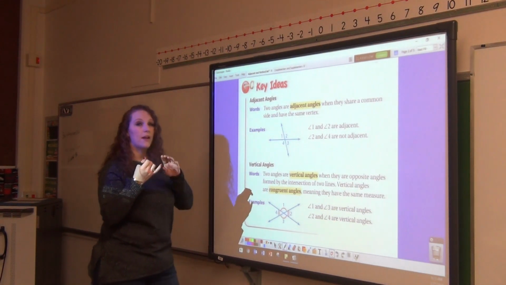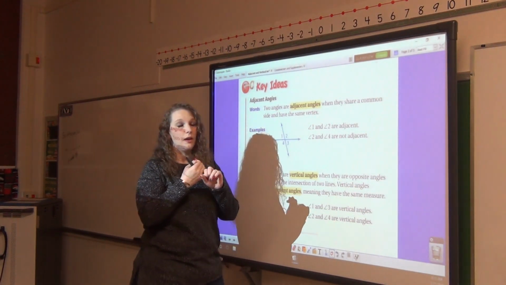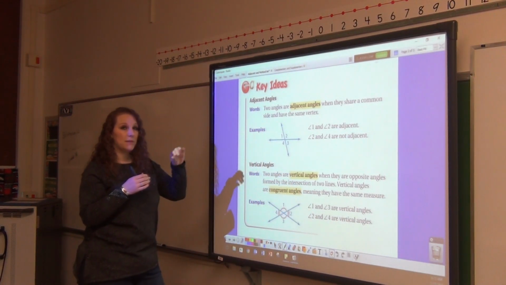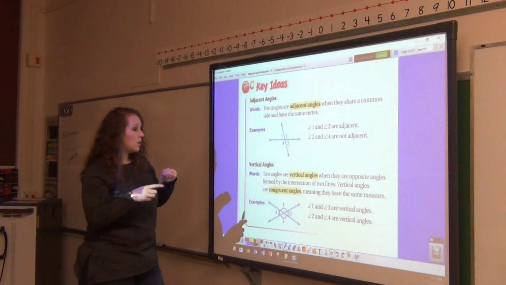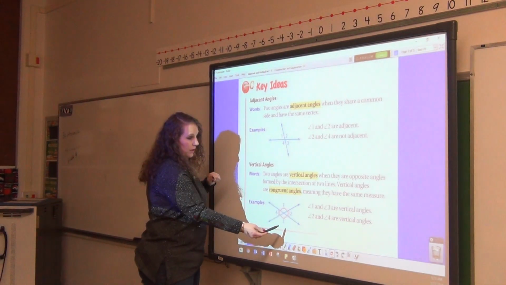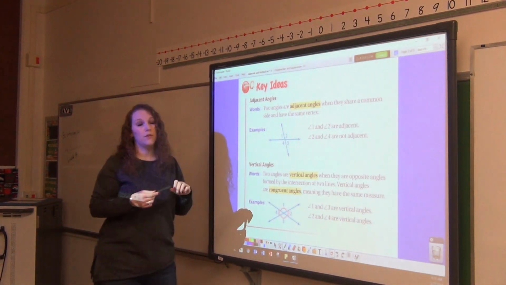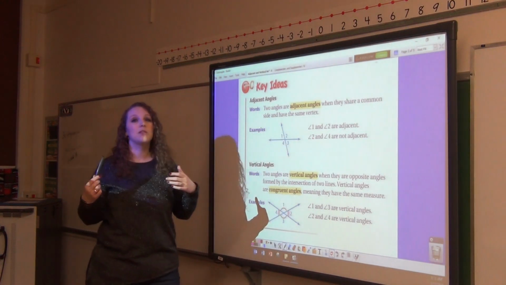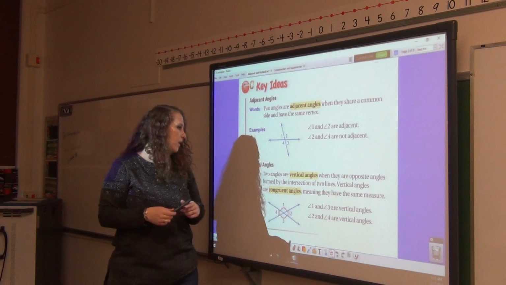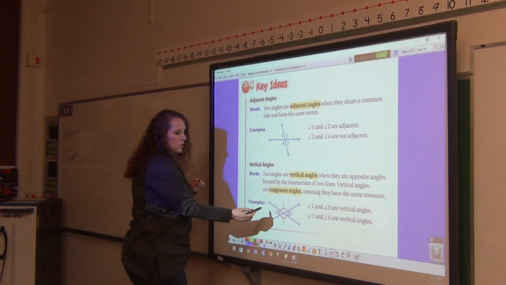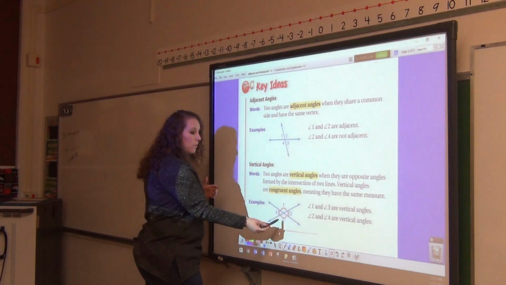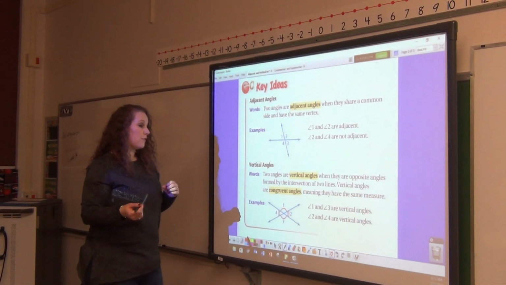Vertical angles, they are formed by two intersecting lines. They are opposite angles. They're the opposite angles that are formed by those two intersecting lines. So 1 and 3 are vertical and 2 and 4 are vertical. The special thing about vertical angles is that they are congruent, and congruent means equal or the same. So 2 and 4 have the same measure because they are vertical angles, and 1 and 3 have the same measure because they are vertical angles.